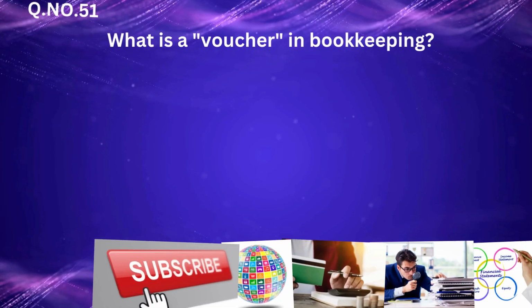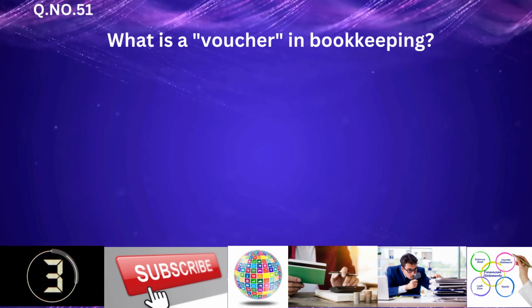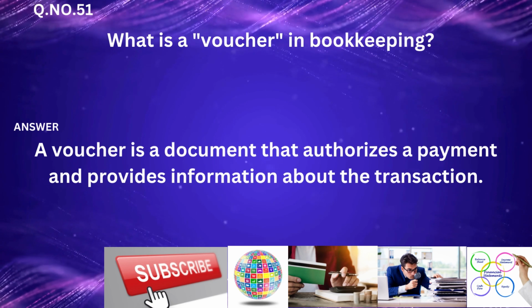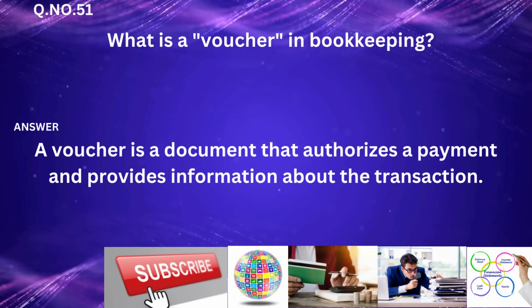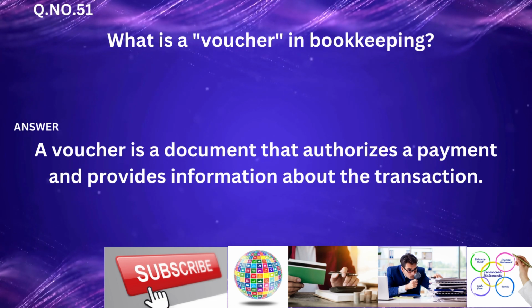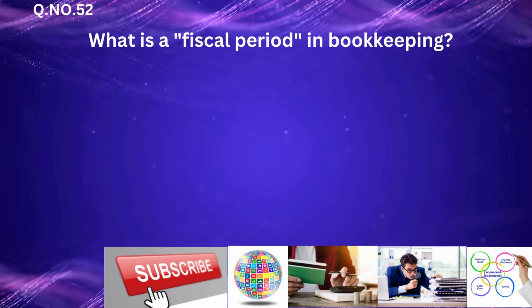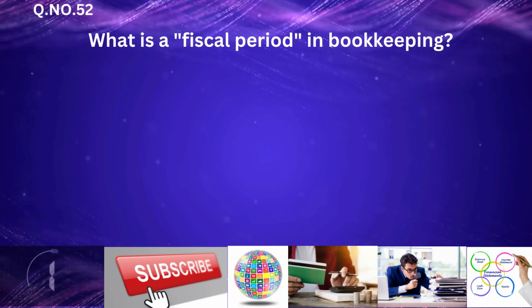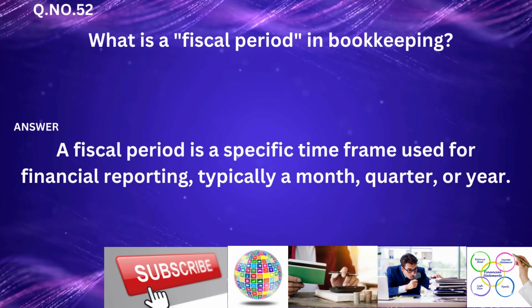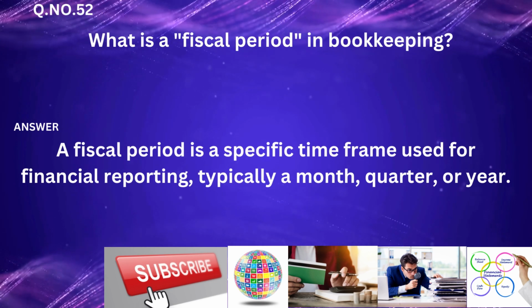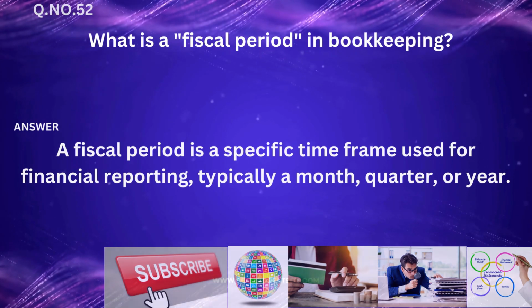Question 59. What is the purpose of a bank statement reconciliation? Answer: bank statement reconciliation ensures that the company's records match the bank's records. Question 60. Define intangible assets in bookkeeping. Answer: intangible assets are non-physical assets with no specific monetary value, like patents or trademarks.